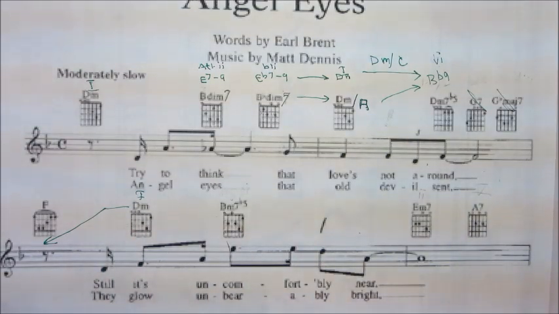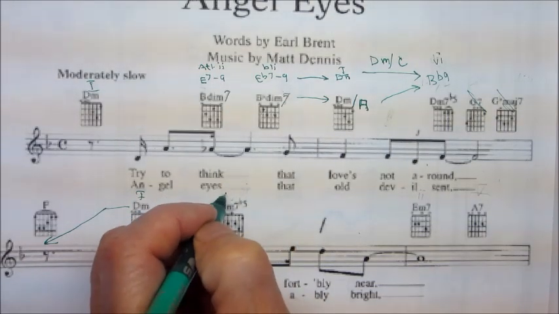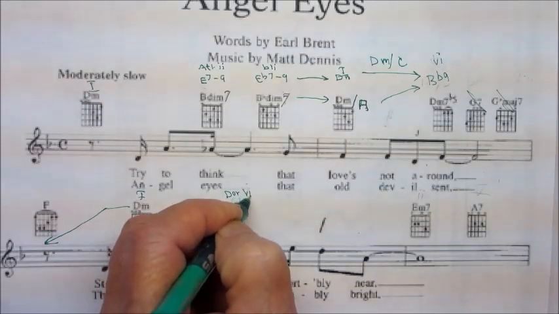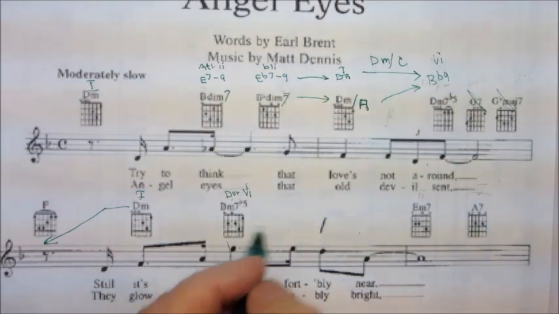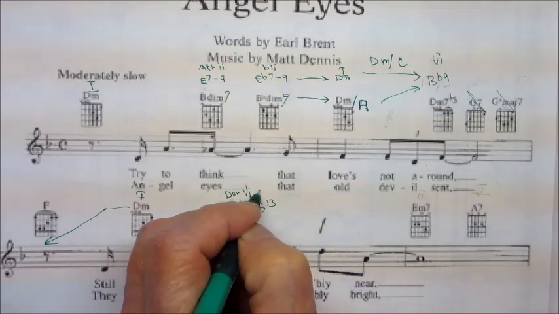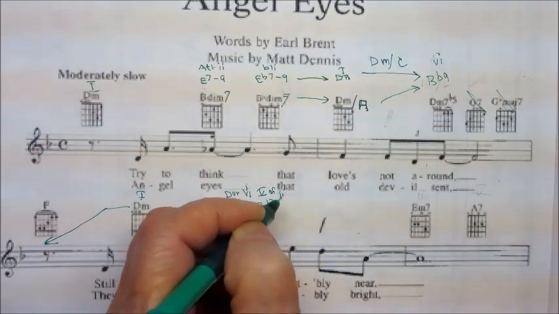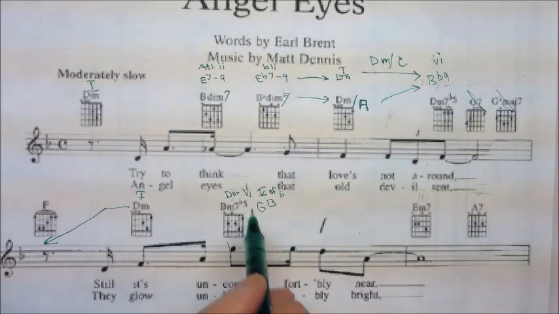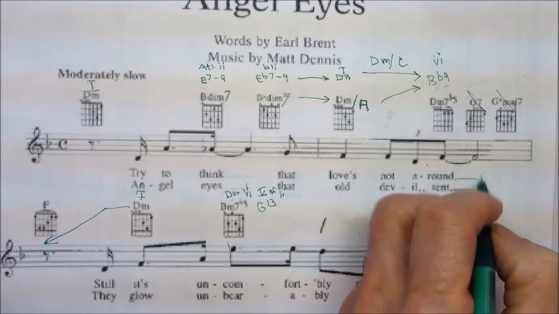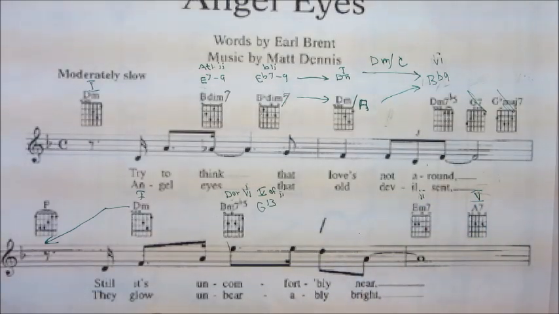D minor then goes to B minor 7 flat 5 or B half diminished 7, which would be considered a Dorian 6. Or we could even change that to a G13. That would be a 5 of 2. And that would take us to the 2 chord, our E minor 7, and on to the 5 chord, A7, and this will take us to the second half of the verse, D minor.